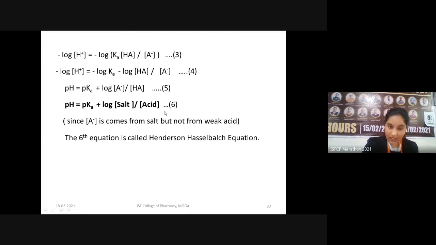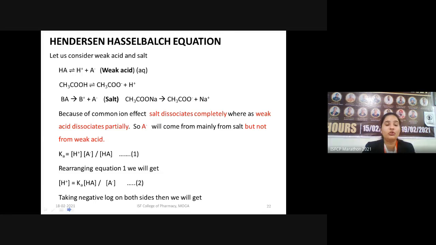We have discussed that due to the common ion effect, the acetate ion, or we can say the A negative ion, will not be released by the weak acid, because the activity of the weak acid will be suppressed. So we will be getting the negatively charged ions, that is the acetate ion, only from the salt. We will not be getting it from the weak acid.